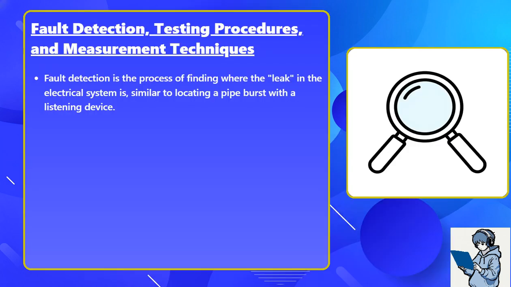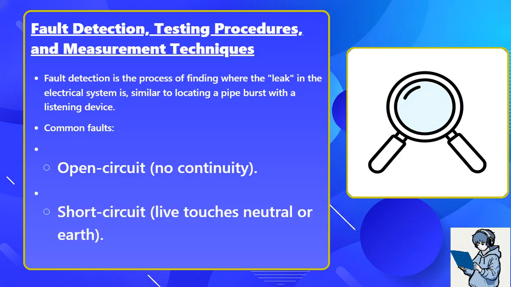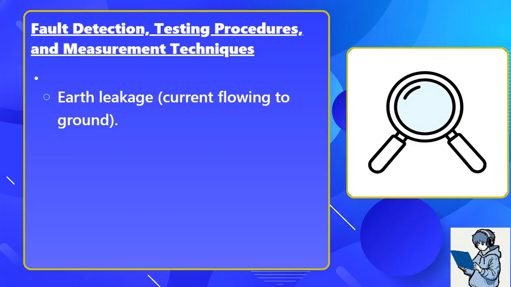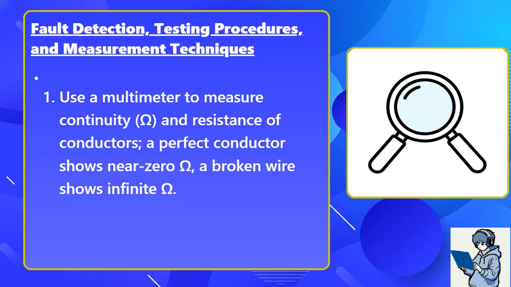Fault detection is the process of finding where the leak in the electrical system is, similar to locating a pipe burst with a listening device. Common faults: open circuit, no continuity; short circuit, live touches neutral or earth; earth leakage, current flowing to ground. Testing procedures. Visual inspection: look for burnt insulation and loose connections. Use a multimeter to measure continuity, ohms, and resistance of conductors. A perfect conductor shows near 0 ohms. A broken wire shows infinite ohms.